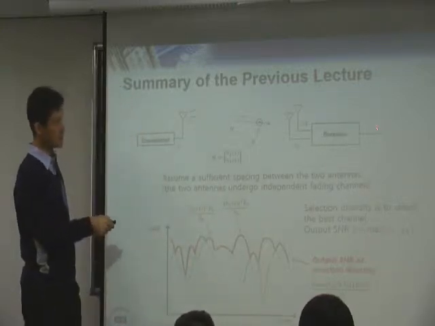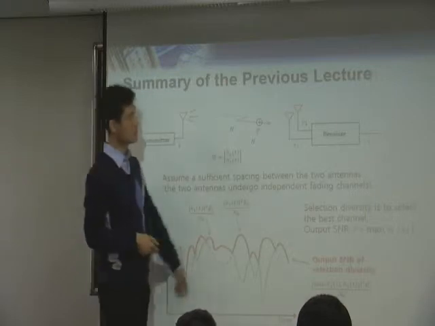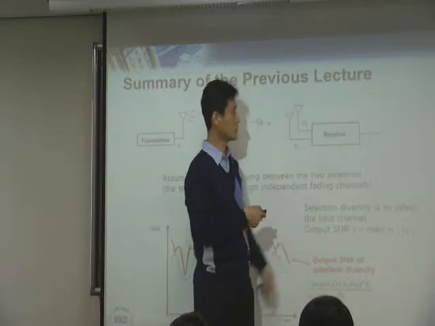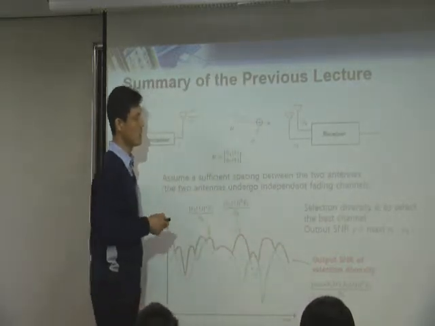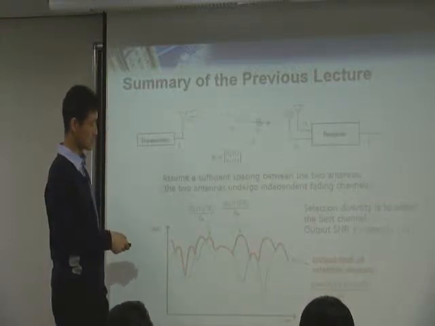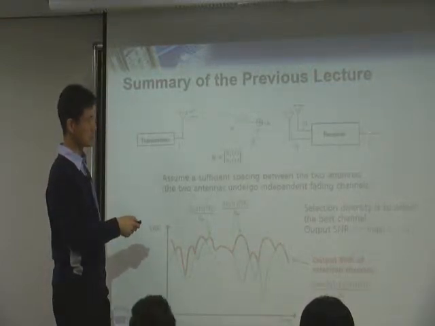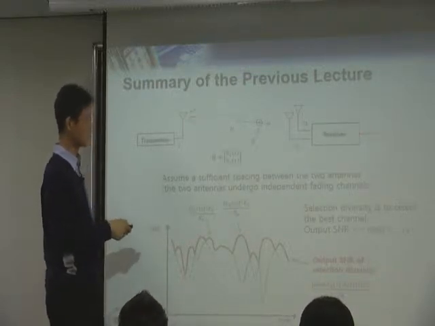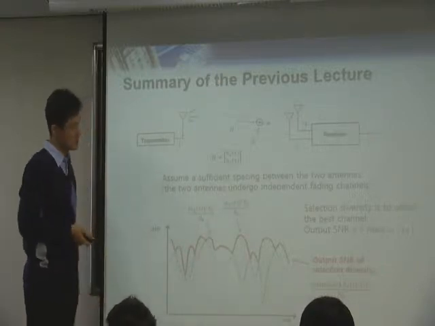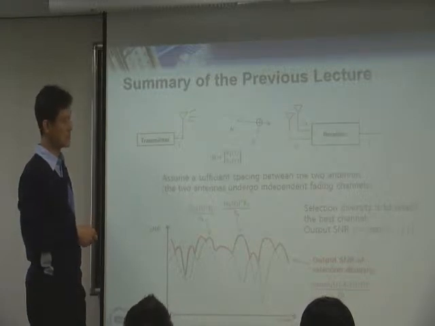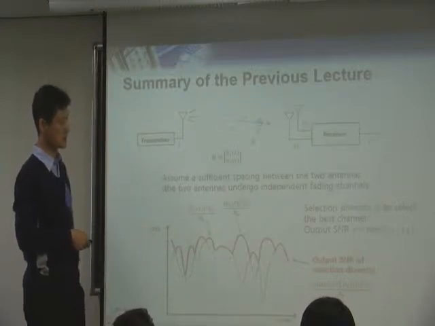Then eventually at the output right here, this is blue, this is green, and right here you see that this is red, right? So you always see the maximum. You choose the better one, so that is what you achieve here. The red curve is the channel SNR you can achieve right here. This is one example of how to use the two receive antennas. And this is typically called selection diversity because you select a better one, right?